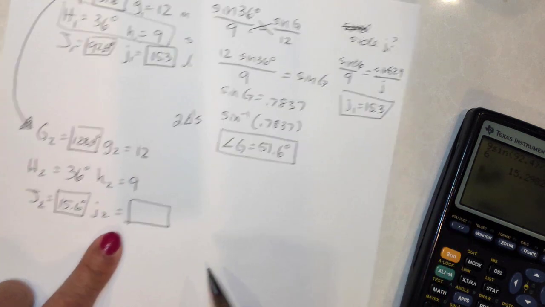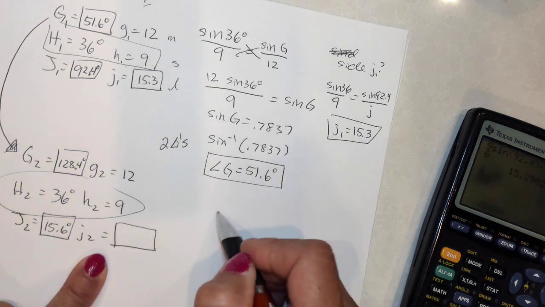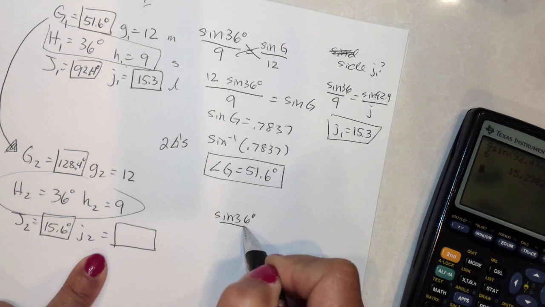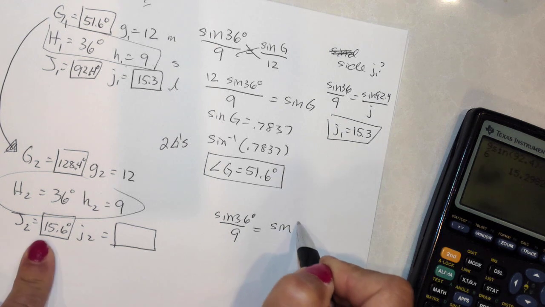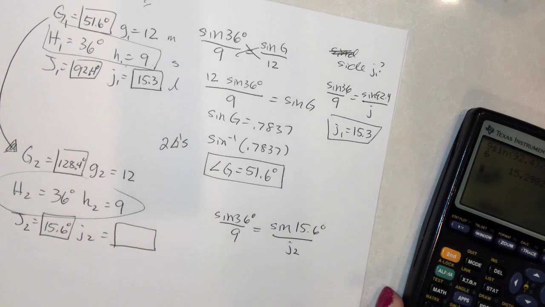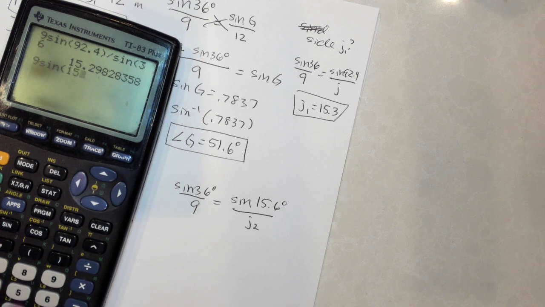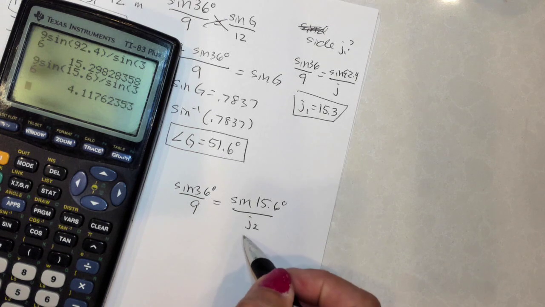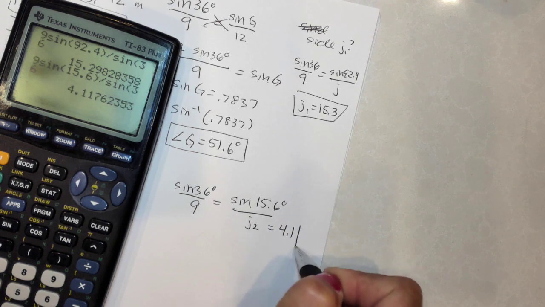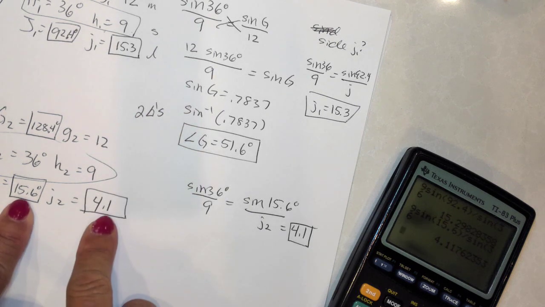Same thing down here. The only thing I need is J. I solve for it in the same exact manner. I like to use the given. So sine 36 over 9 equals the sine of J again, but now J has taken on a different value, so it'll give me a different value. So I'll have 9 times the sine of 15.6, close that out, divide by the sine of 36, and J2 is only coming out to be 4.1, but that makes sense to me because it's across from a really tiny angle.